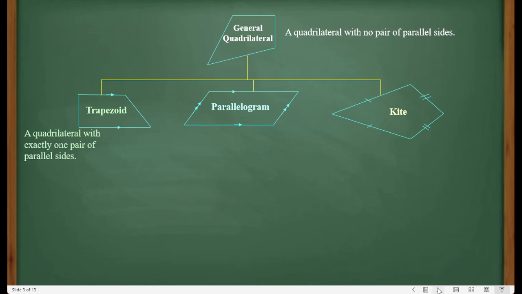It is simply defined as a quadrilateral with exactly one pair of parallel sides. As indicated by the arrowheads, we only have a pair of opposite sides that are parallel. And we can find this pair of parallel sides on the trapezoid. So the other pair are non-parallel sides.